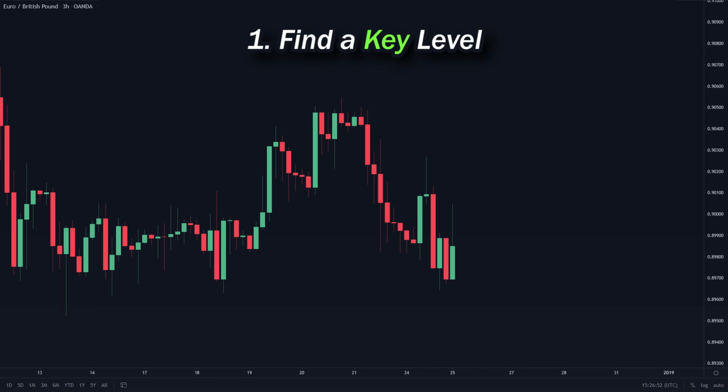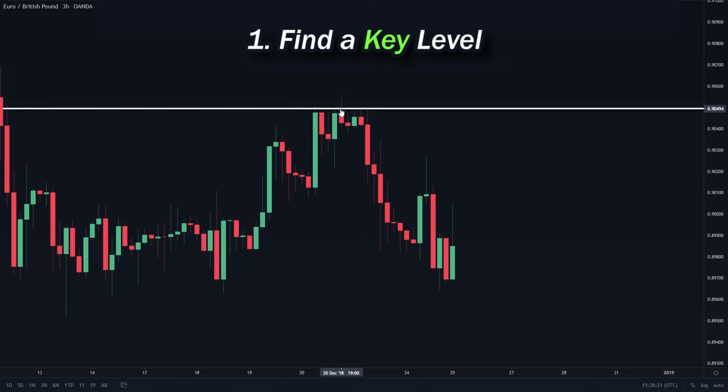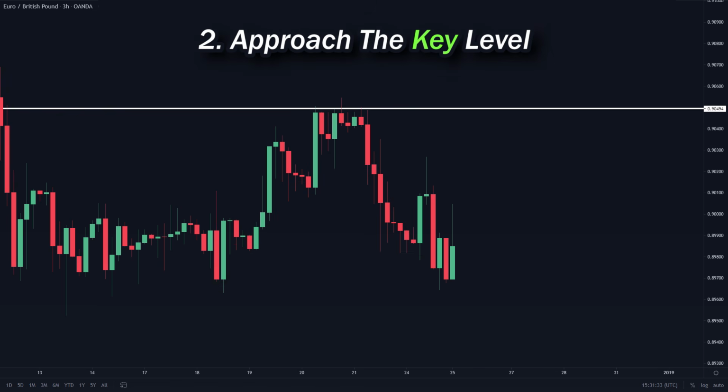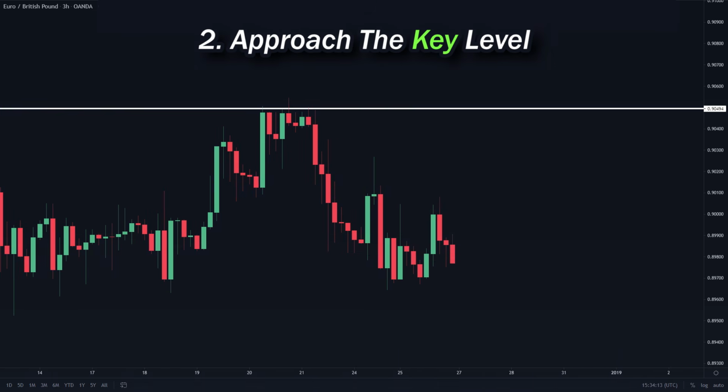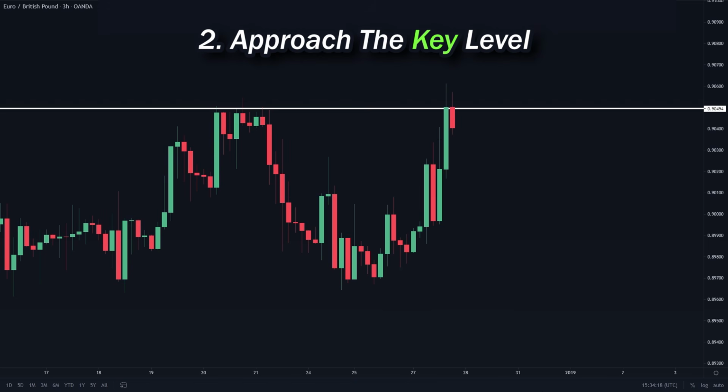The first step is we want to find a key level for the price to bounce off. And in this case, we actually spotted a resistance level up here because price went up, hit and reversed from it. Now the next step is we want to wait for the price to approach that key level once again. And as you can see, we saw an uptrend approaching the resistance level.